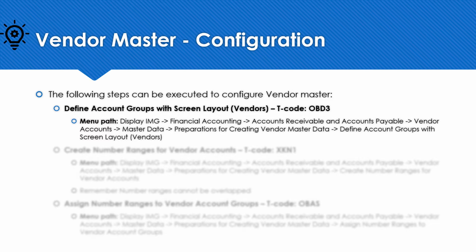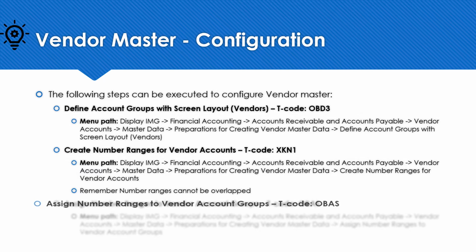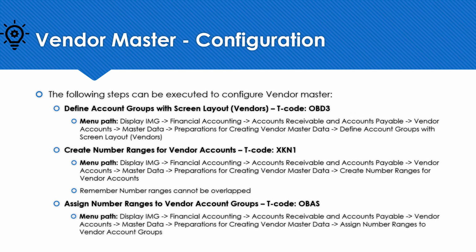path. And then we will create number ranges for vendor accounts by using the transaction code XKN1, or we can also use the following menu path. Remember, number ranges cannot be overlapped. And then we will assign number ranges to vendor account groups, either by using the transaction code OBAS or by following the menu path on SAP system.